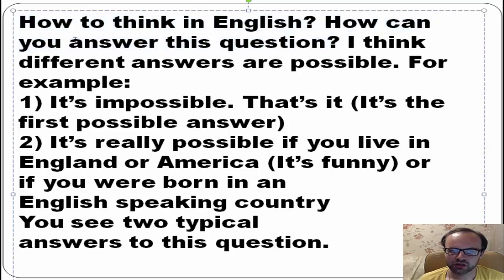Well, so really, how to think in English? How can you answer this question? Okay, please look, answer this question, without any preposition here. Students often make this mistake. Please remember this phrase. Can you answer this question? I think different answers are possible. For example, the first possible answer.